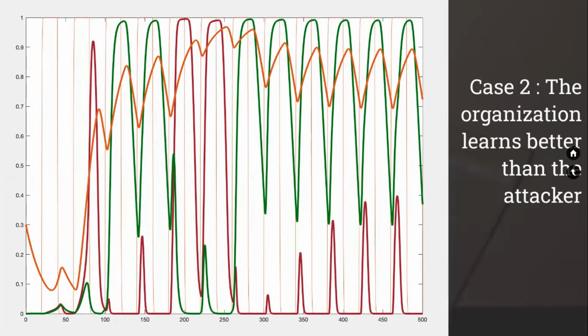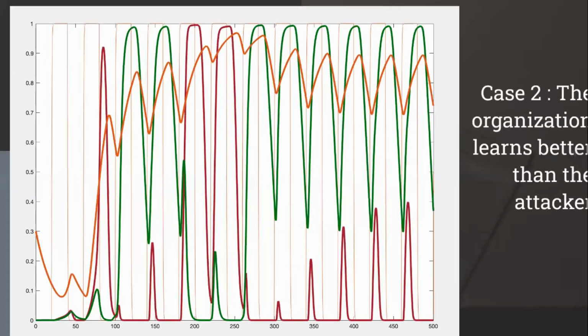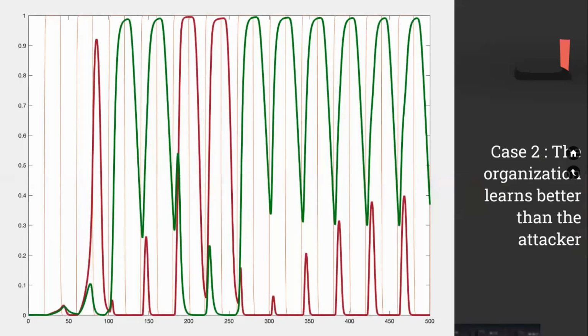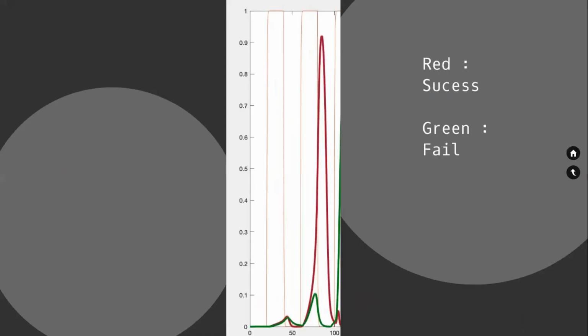And again, in order to understand this very well, we will shift our focus just to the two main important parts of the graph, which are the success and the fail. So the two curves, green and red. We're going to divide this into three different phases in order to understand it properly, and we're going to explain them according to the learning. The first phase is this one. We can see that the red line, which is the success of the attack, is still over the green one, which basically means that the attacker is still learning. They are both learning, but the attacker still learns more and better than the organization.